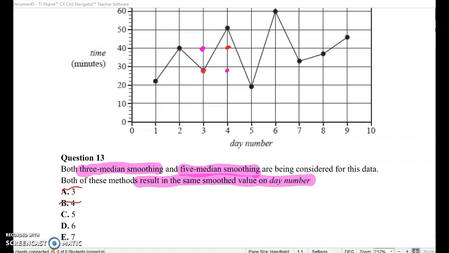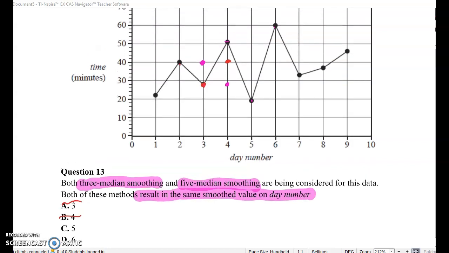So not that. Day 5, our 3 median smoothing, 1, 2, 3, would be centered here, where that one is. Our 5 median smoothing, centered at day 5, we've got day 3, 4, 5, 6 and 7 we're getting data from. So we're looking for the third bit of data. So 1, 2, 3. There we go. We still haven't got that same one.